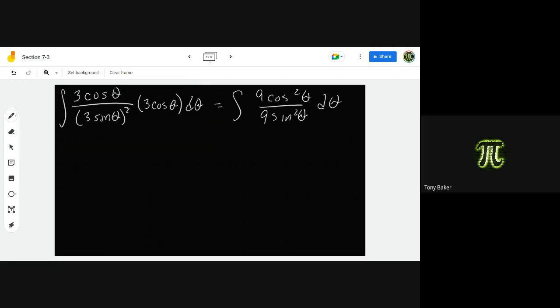Now what do I have? Yeah, the 9s can cancel out, right? And then I have cosine squared theta over sine squared theta, which is what? The reverse of it, cotangent. So I have cotangent squared theta d theta.